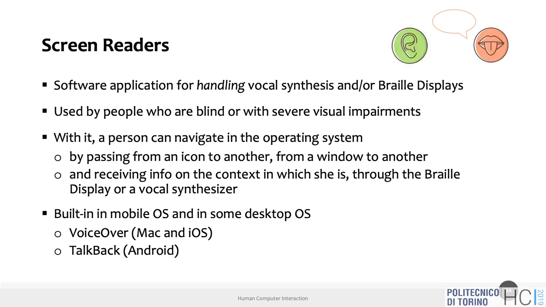A screen reader is very simply a software application for handling vocal synthesis or Braille display to navigate and interact with a computer system. So, for instance, by passing from one icon to another, or from a window to another window, or from a button on a user interface to another, and receive information of the context in which the person is, vocally or through the Braille display.